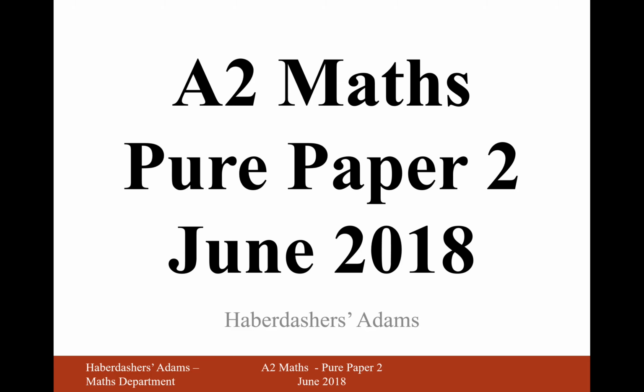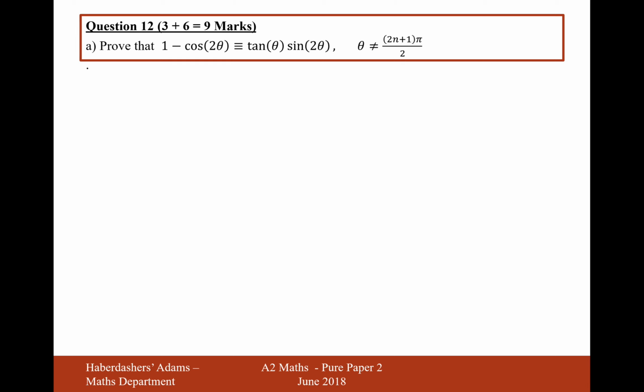We're on paper 2 and here we're looking at question 12, a trigonometry question. We need to prove that 1 minus cos 2 theta is identical to tan theta sine 2 theta. What I generally do is pick the more difficult side and show that I can simplify it to the easier side, but in fact both sides here are pretty tricky. So I'm going to work with both sides and then show that the two things equal each other.